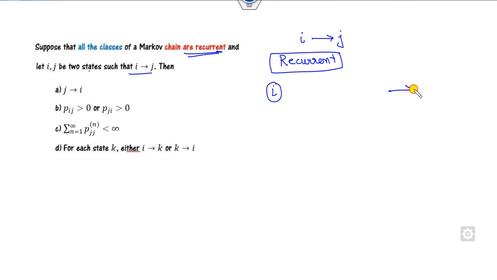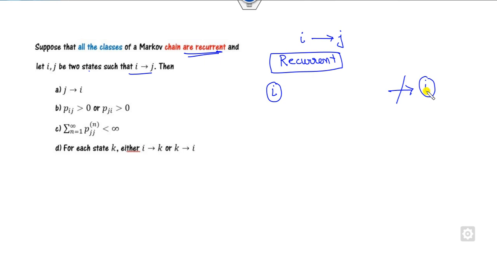Suppose that all the states of the Markov chain are recurrent. I and j are two states such that i goes to j. What is the meaning of recurrent? It means if you start from i, you must come back to i. Then only it's recurrent. If you are unable to come back to i, then we call it transient.